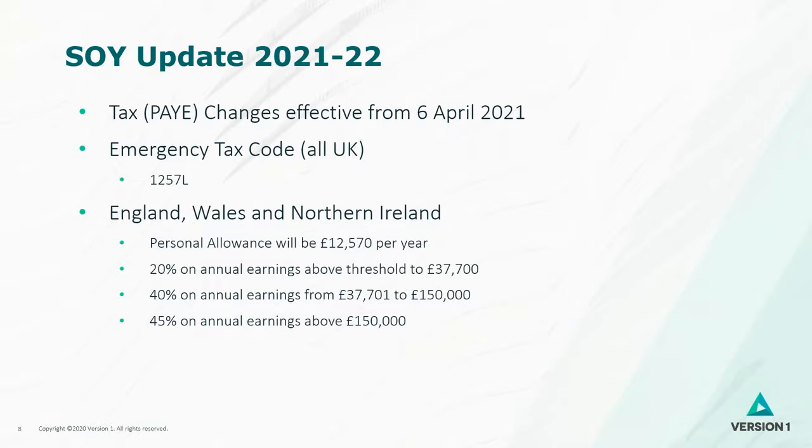Moving on to the changes to tax, PAYE. As you would expect, the changes take effect from 6th of April, with the emergency tax code being 1257L for the new tax year, so a slight increase there. With the devolved nature of the UK nowadays, there are different tax rates and so on across the various regions. Wales actually has the power to set its own taxes, but this year they've decided to follow the rates and bands as set by the Westminster government.